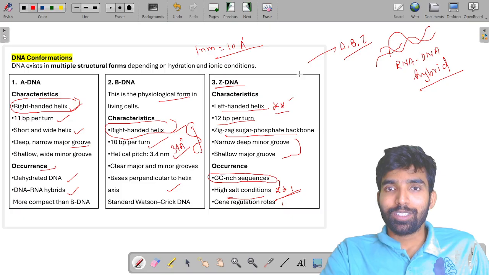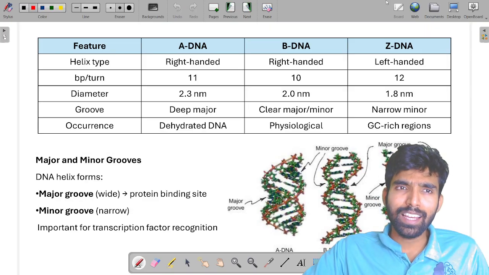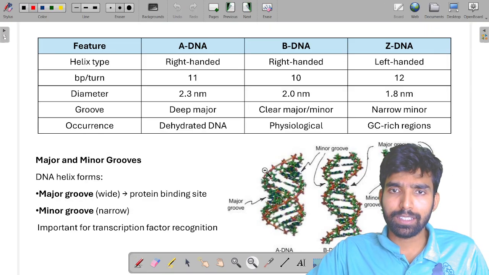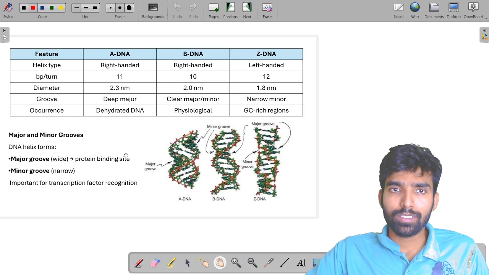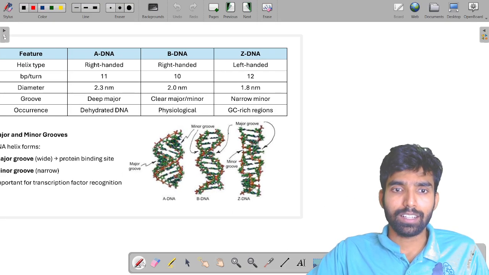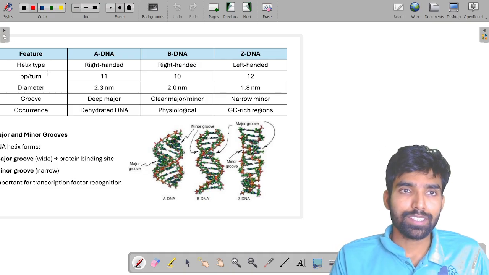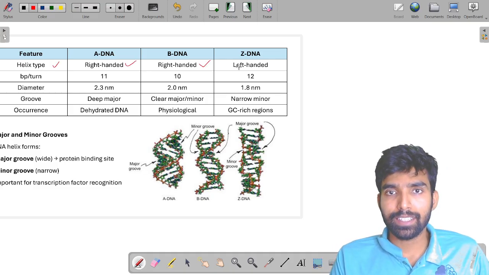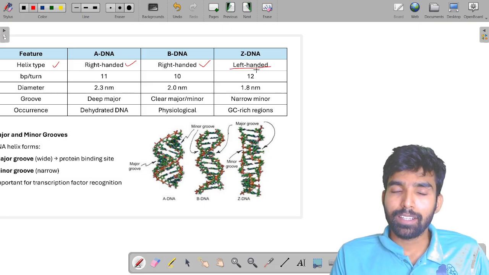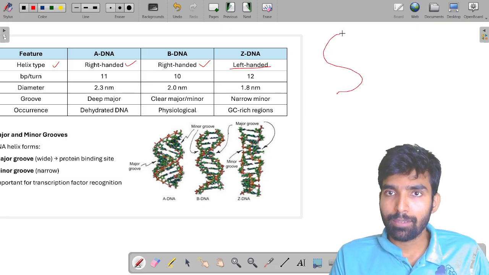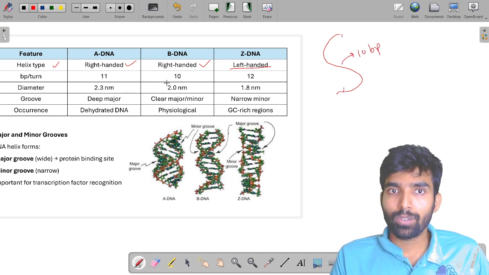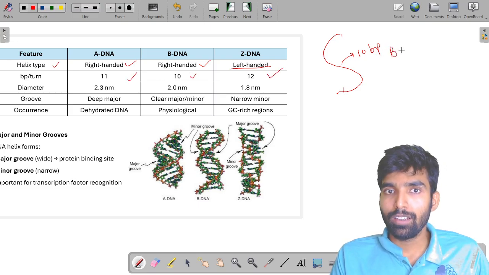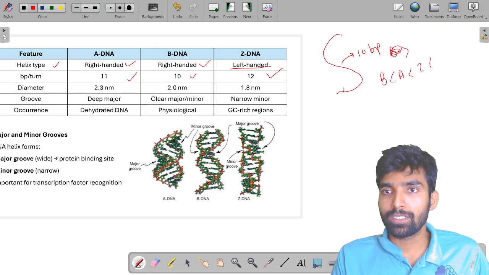Next, here is a basic comparison of A-DNA, B-DNA and Z-DNA. First is helix type: A-DNA is right-handed, B-DNA is right-handed, Z-DNA is left-handed. Base pairs per turn means from here to here, how many base pairs are there? In case of B-DNA it's 10 base pairs, in case of A it's 11, in case of Z it's 12.